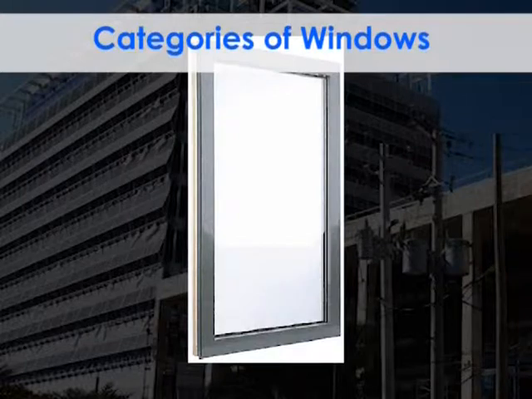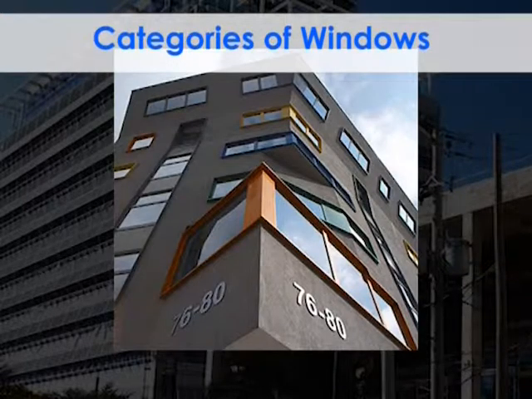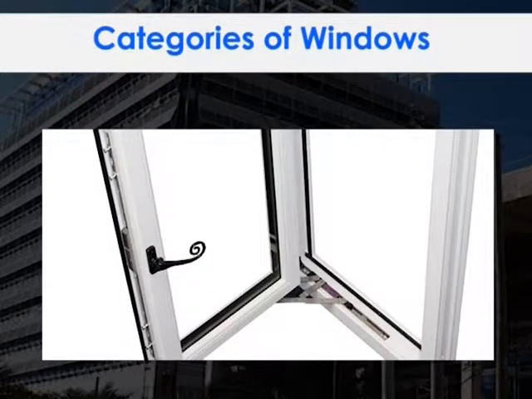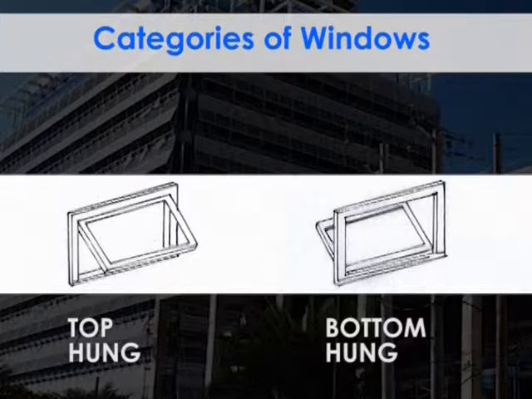1. Fixed light. These are normally used in conjunction with other types. 2. Side hung. These have hinges on one side and the fastening catch on the other. 3. Top hung. These have hinges on the top and the fastening catch on the other. 4. Bottom hung. These have hinges on the bottom and the fastening catch on the other.